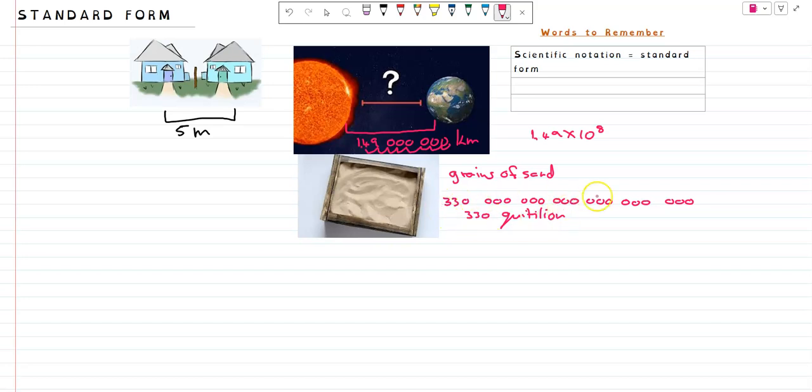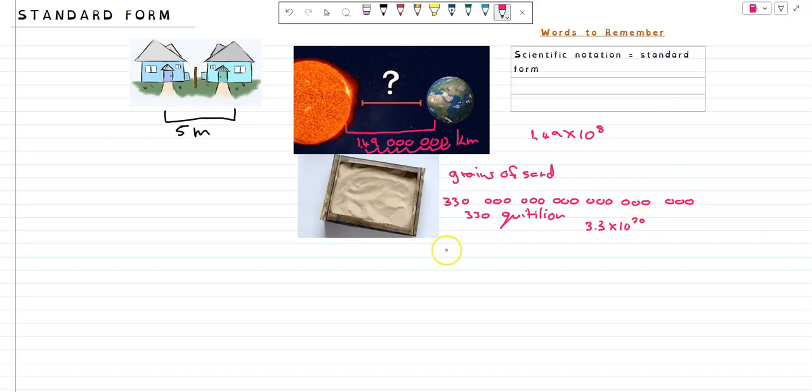And this one over here, this one has 18 zeros: 3, 6, 9, 12, 15, 18. But not just that, we have 2 more, so it's 20. So it's 3.3 times 10 to the power of 20. That is the number. Then it's easier to write. You don't have to write all those zeros all the time.